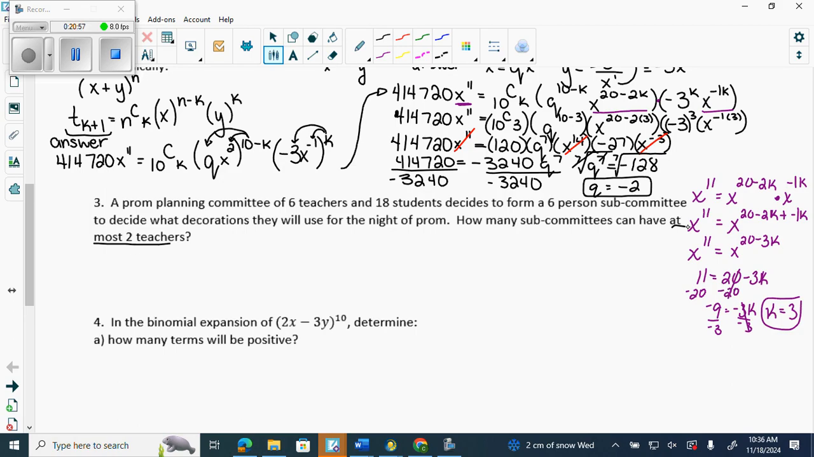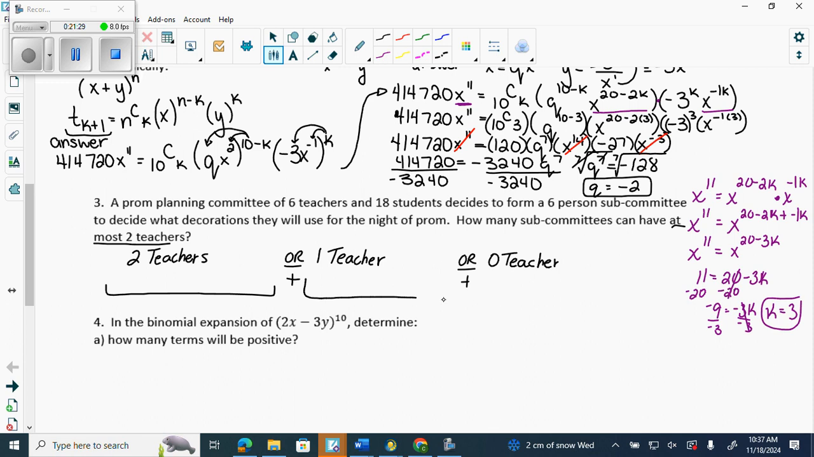So that means I could have 2 teachers, or, which is an addition, or means add, right? 2 teachers or 1 teacher or no teachers. What is my problem currently though? We need to add some students in here because this is how many people in this subcommittee? 2. How many in this subcommittee? 1. And this one has no one. That's a really sad subcommittee.